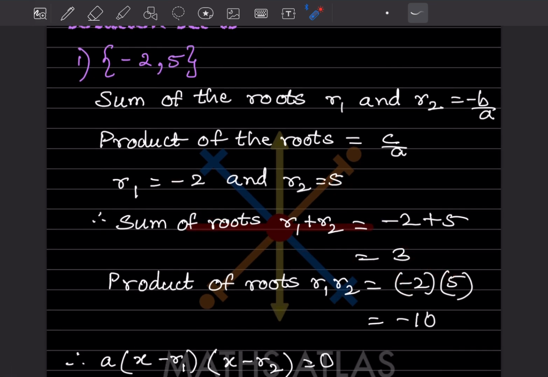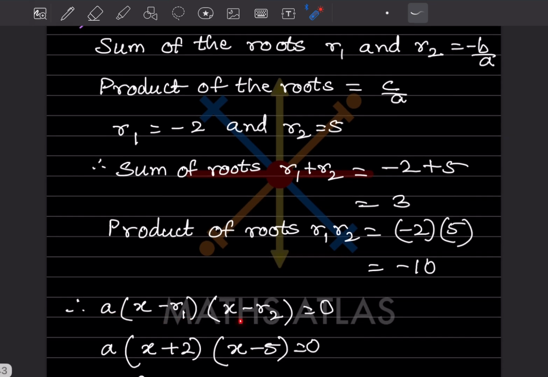That is, we have a into (x minus r1) into (x minus r2) is 0. So now what will you do? This a into, what is r1? R1 is minus 2, so minus and minus becomes plus. Here we will write x, and what is r2? R2 is 5, so minus, same, here 5 is equal to 0.